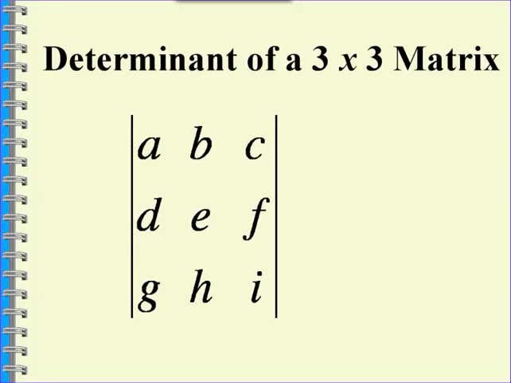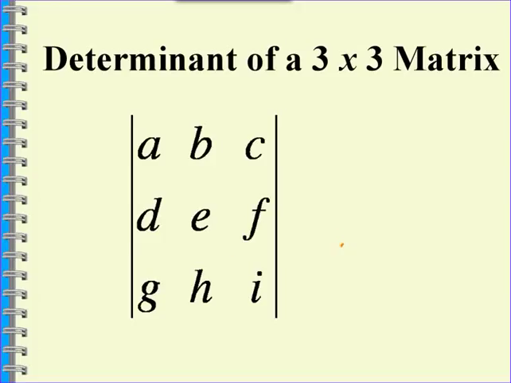Okay. So you'll want to go ahead and make sure you write that down. A, B, C, D, E, F, G, H, I. 3 by 3. So now when I'm finding the determinant of a 3 by 3 matrix, the first thing you're going to do is take these first two columns, A, D, G, and B, E, H, and write those again, okay?